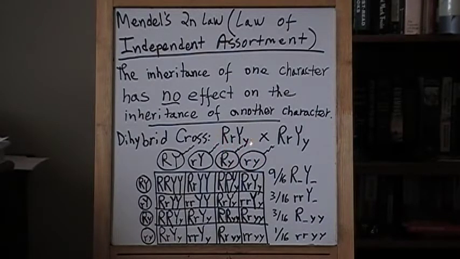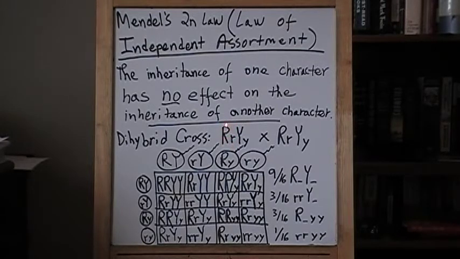Now these 2 genes in this example are called the R and Y genes. The R gene controls the shape of the seed. The big R allele means a round seed, and the little r allele means a wrinkled seed.